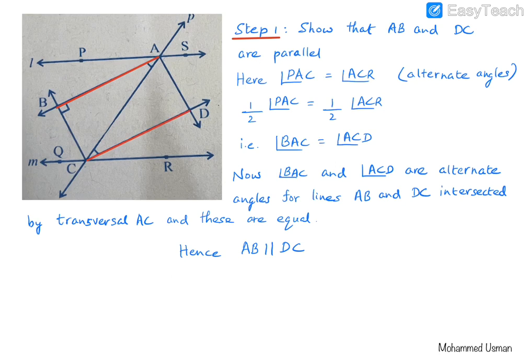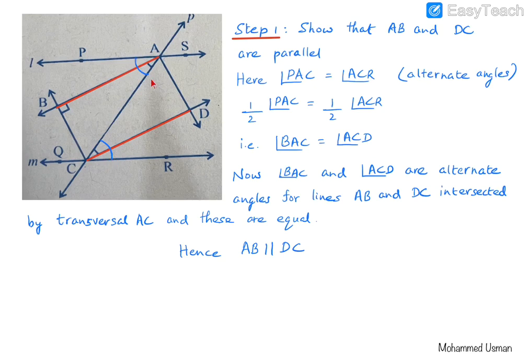To prove that, we are going to look at this parallel line configuration for the lines L and M, and we can see that angle PAC, which is this angle over here, is equal to the angle ACR, which is this angle over here. So these angles are equal. Why? Because they are alternate angles for the parallel line configuration intersected by the transversal. So we are going to prove that the lines AB and DC are parallel.